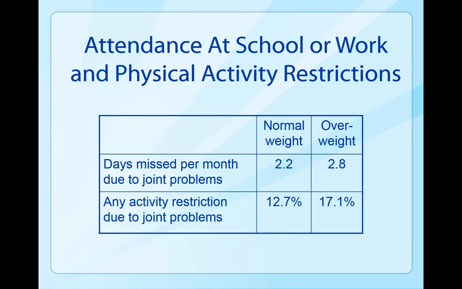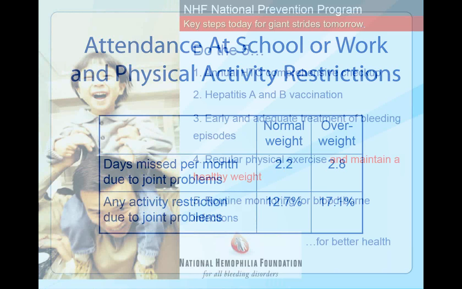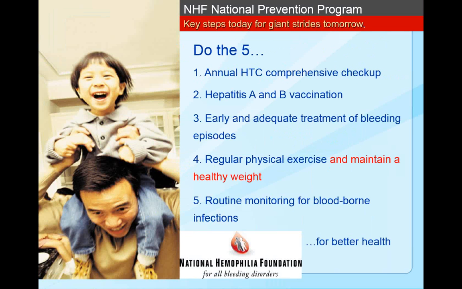So it's really important that we raise awareness about this as a possible prevention step. And here's where prevention research takes over and surveillance leaves off. So prevention research is involved in awareness campaigns and also developing interventions. So an example of an awareness campaign is the Do the 5 program that the National Hemophilia Foundation put on. And you can see that these 5 recommendations here are along the lines of public health: getting vaccinated, going to your HTC and having a checkup, early and adequate treatment of bleeding episodes.